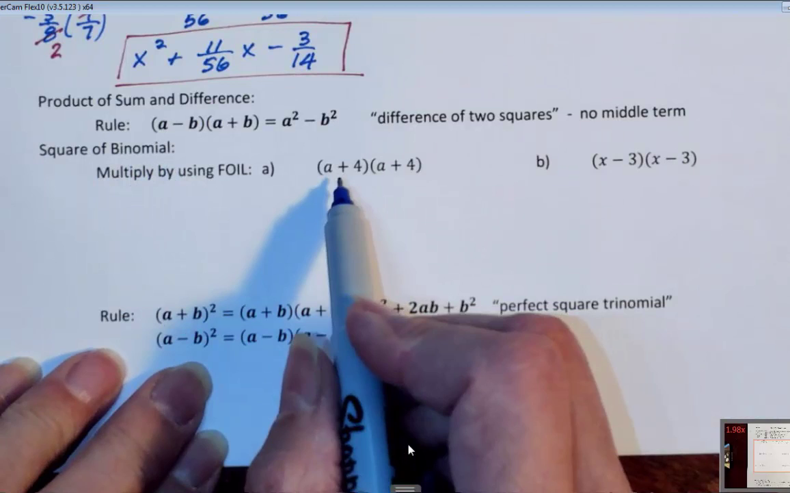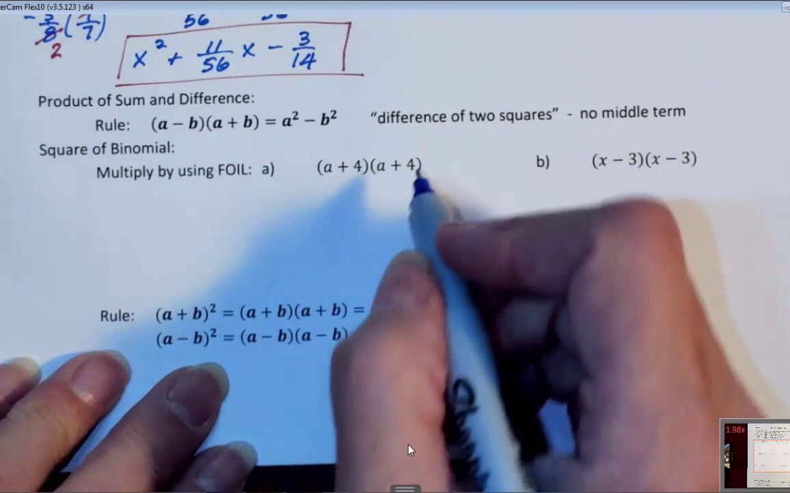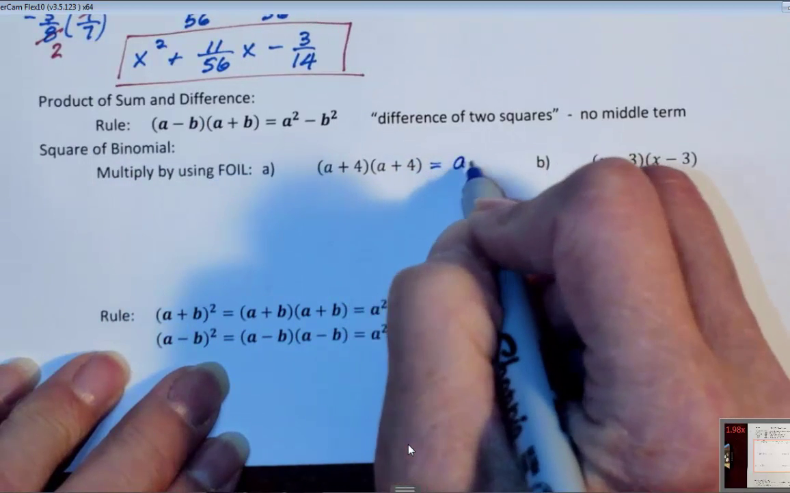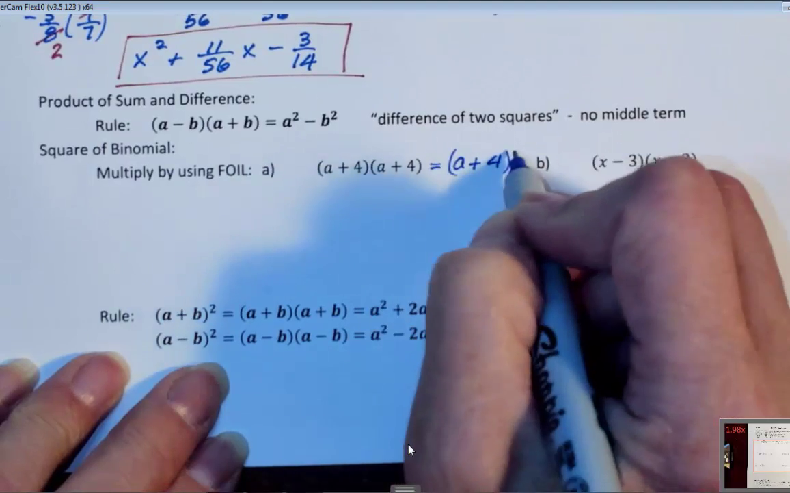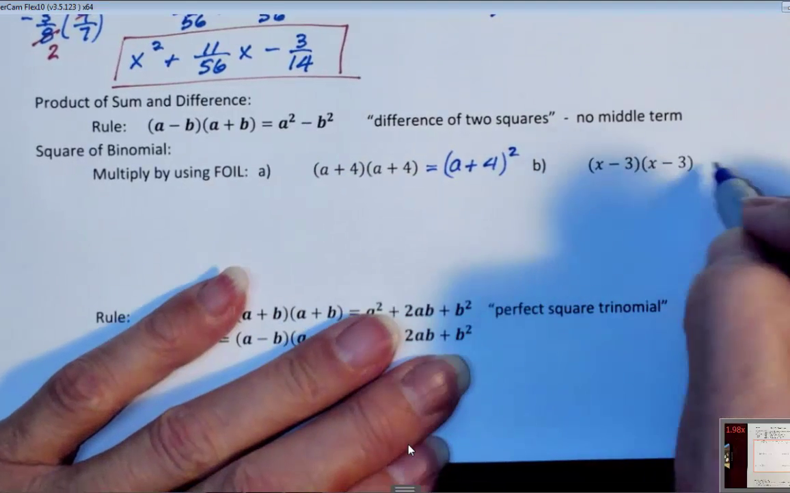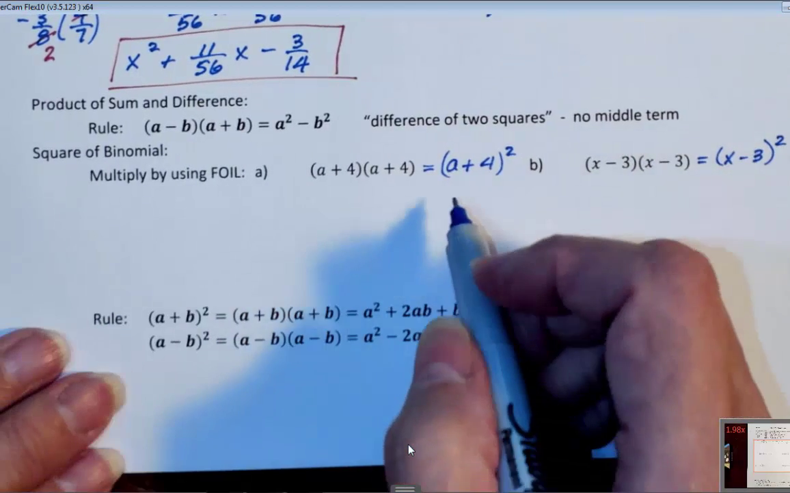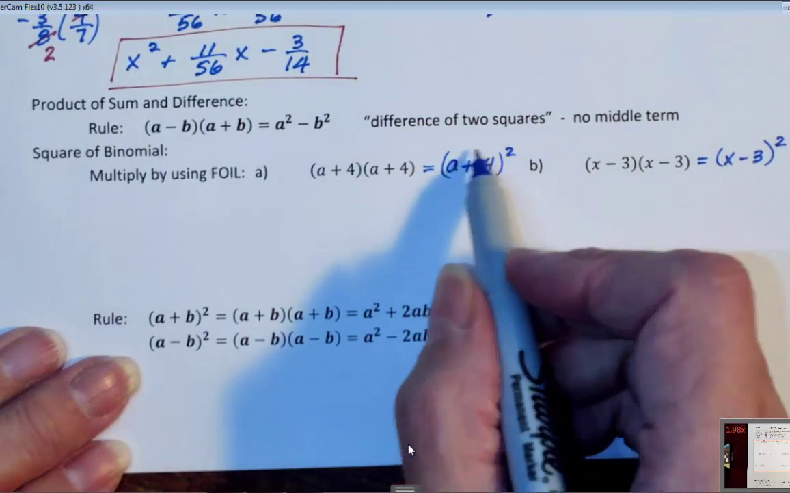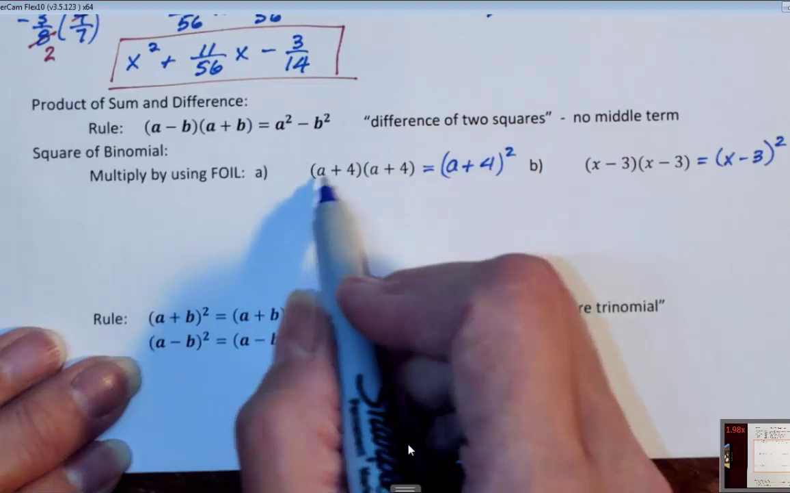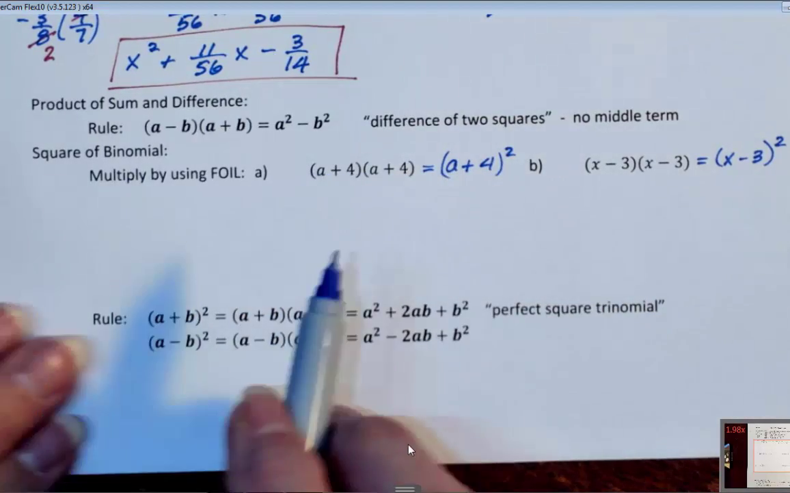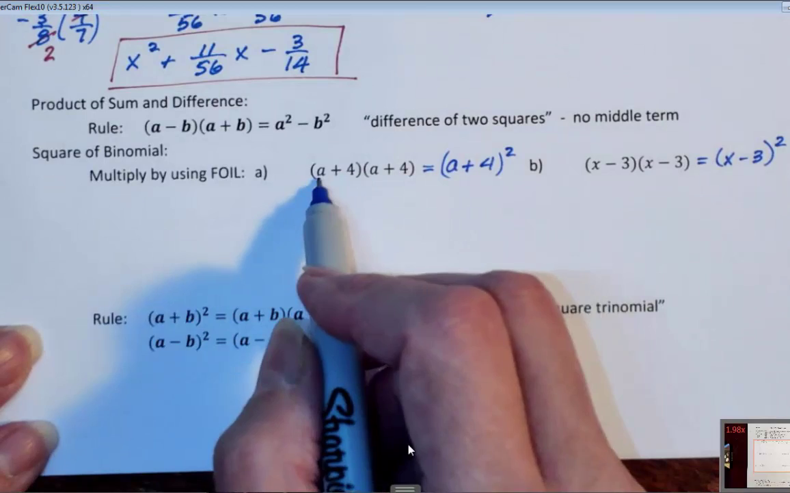So notice that we have a plus 4 times a plus 4. I could have simplified this by writing a plus 4 quantity squared. And same thing over here with this one. I could have simplified it by writing x minus 3 quantity squared. What I wanted you to see was a plus 4 quantity squared. You need to write that out. You need to simplify or expand it. So we're going to FOIL.